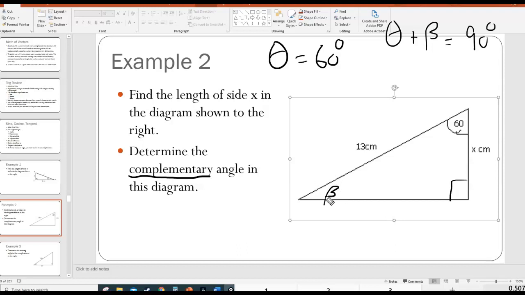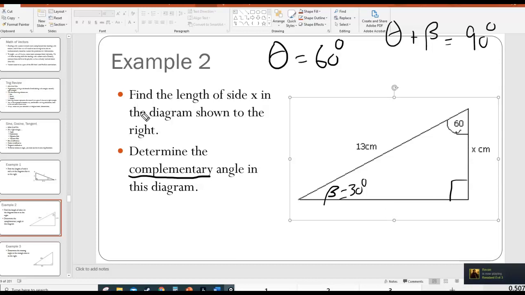Now, hopefully, that's very easy for you to answer because this is actually a 30, 60, 90 right triangle. This is a common triangle. And so hopefully you notice right away that this angle is 30 degrees. You could also just ask yourself, what plus 60 would give me 90? Okay, and so that would be 30.